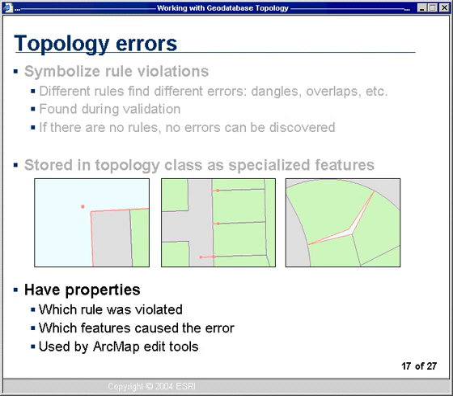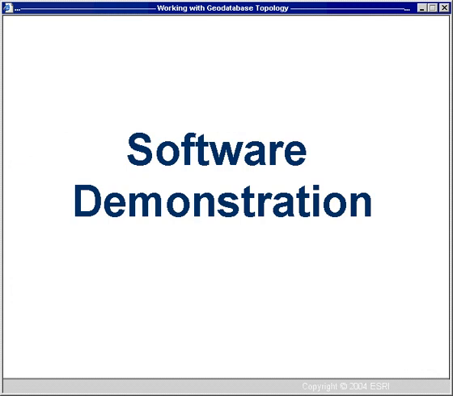And they do have properties. They tell you which rule is violated, and they also tell you which features caused the error. So there's a lot of detail involved. And this information is used by the ArcMap edit tools to do some default fixes of some of your errors. So let's go into a software demonstration now.